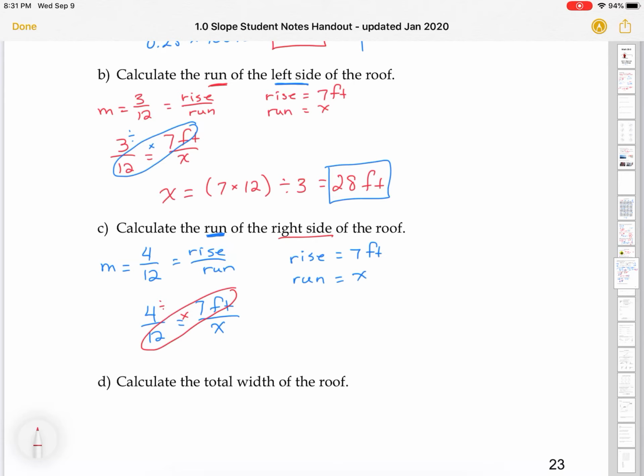I'm going to cross multiply and divide by 4. Okay, so let's set that up. So I'm going to have X is equal to 7 times 12 divided by 4. So let's do that. 7 times 12 divided by 4. 7 times 12 is 84. Divided by 4 is 21 feet. So the run of the right side is 21 feet.